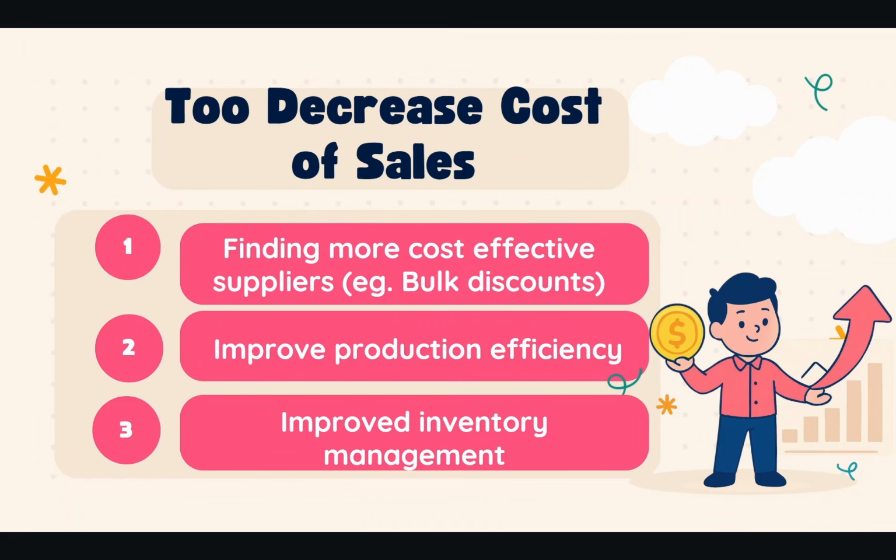Now, if we had to decrease the cost of sales, how could we do this? By finding the most cost-effective suppliers, for example, looking at bulk discount deals. Secondly, they could look at improving the production efficiency of the business, if they are specifically in manufacturing, for example. Thirdly, they could look at improved inventory management, so not keeping too much inventory or too little inventory.